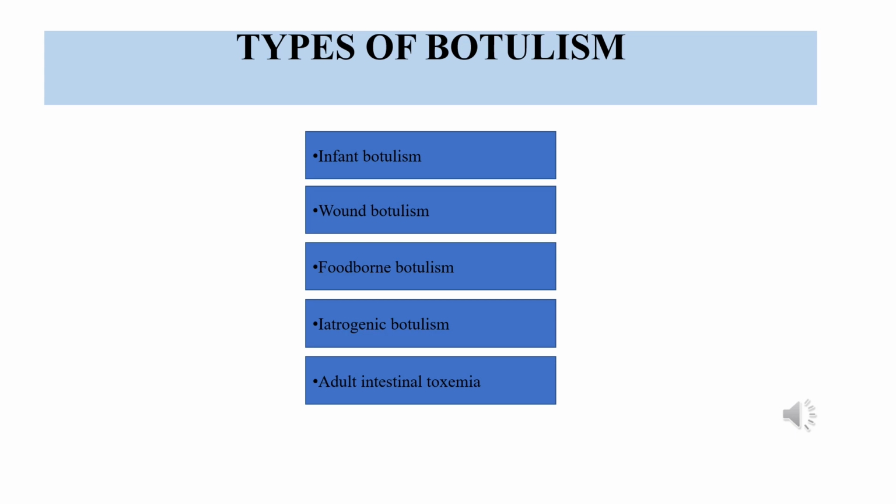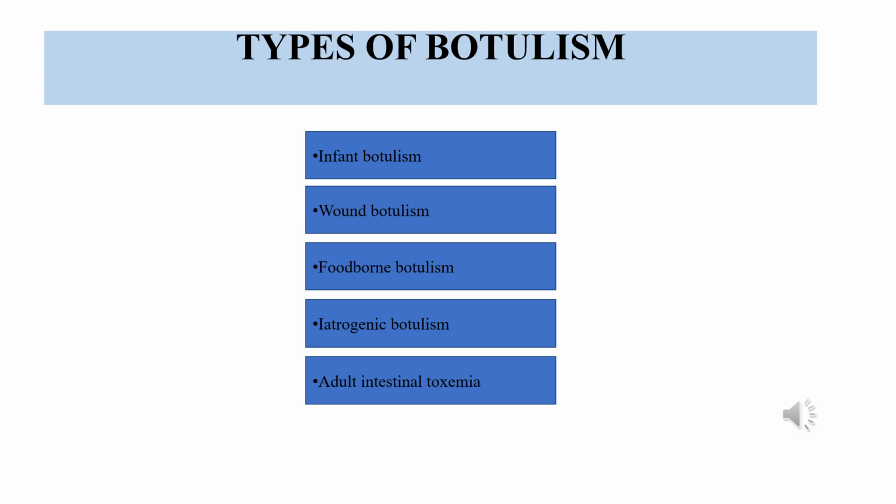So there are certain types of botulism listed here. We will look at each one of them in detail. The very first is infant botulism. It can happen if the spores of the bacterium Clostridium botulinum get into the infant's intestine through contaminated food. The spores grow and produce toxins very rapidly, which causes the illness, and as a result infant botulism.